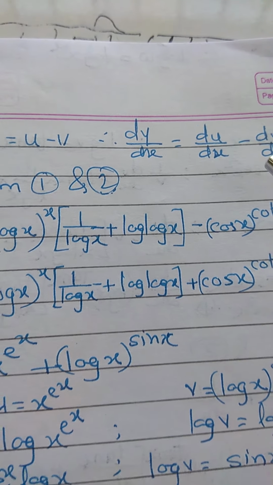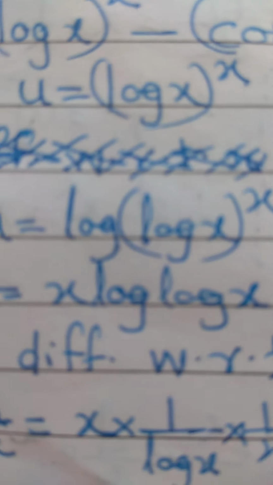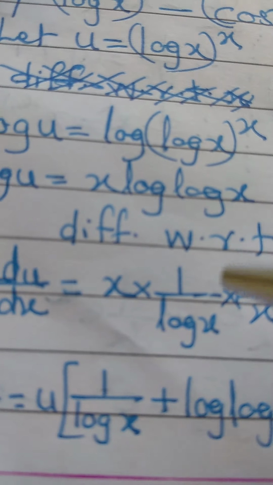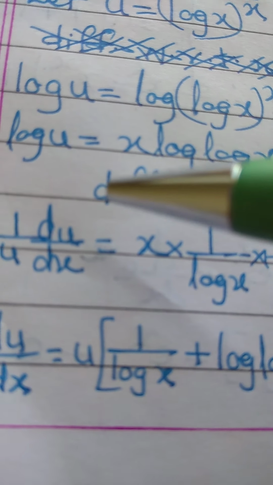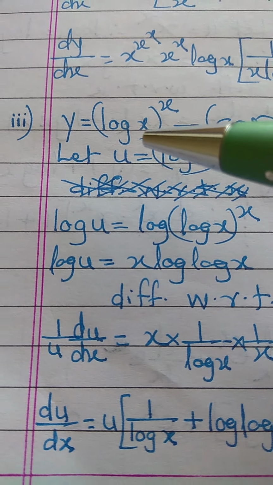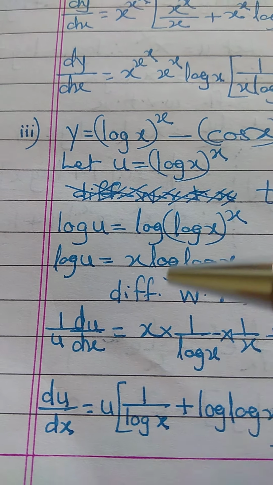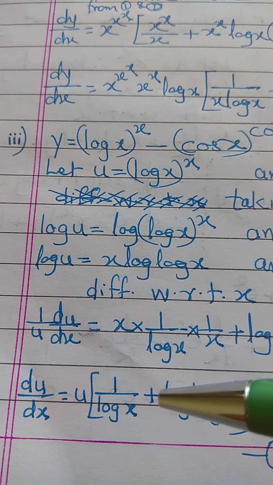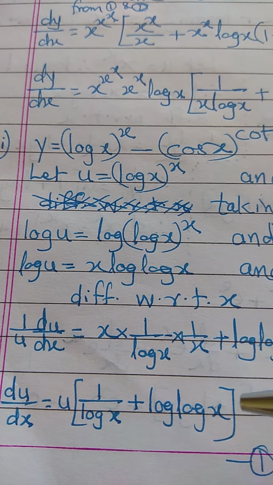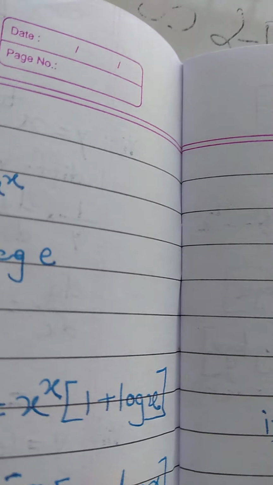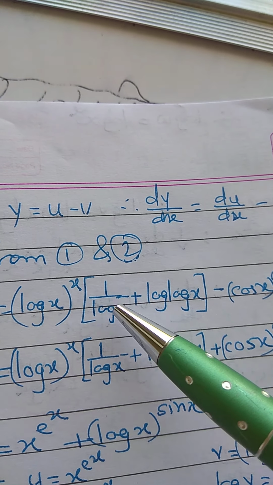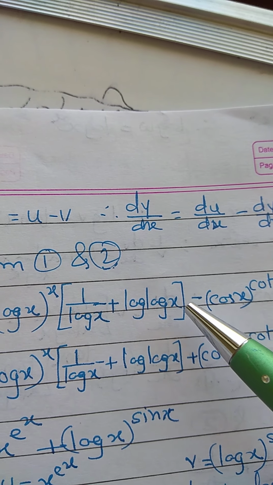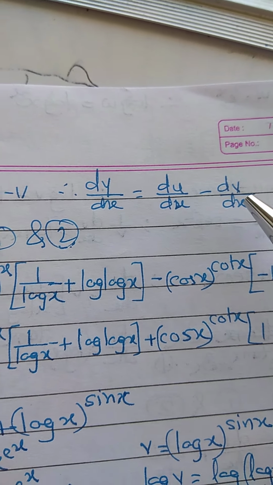What is du by dx here? See here, du by dx is u in bracket. What is u here? Log of x raised to x in bracket 1 upon log x plus log of x. So we are writing du by dx as log of x raised to x in bracket 1 upon log x plus log of x, minus dv by dx.